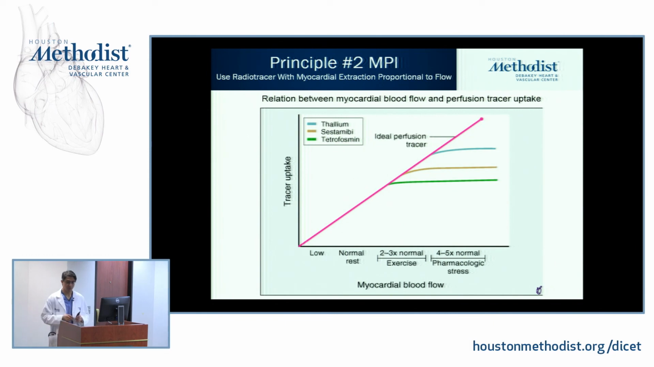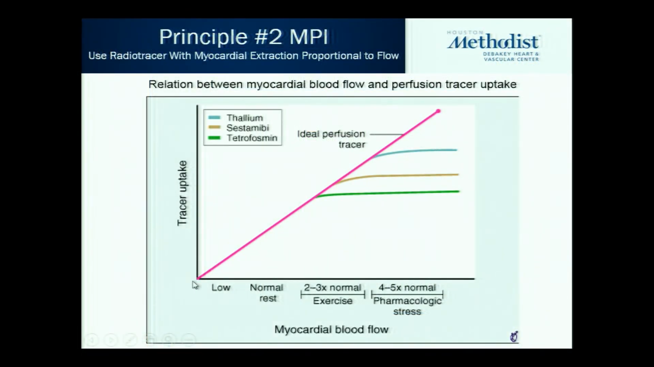Now, second principle. Now we've created this flow disparity, you want to make sure that you deposit radiotracer in the myocardium in proportion to flow. So the second principle is that you really have to have radiotracer uptake and extraction in proportion to flow. This is a curve of radiotracer uptake in the myocardium in proportion to myocardial blood flow. As you increase flow, whether by exercise or pharmacological means, an ideal radiotracer will have a proportionate increase in radiotracer uptake.